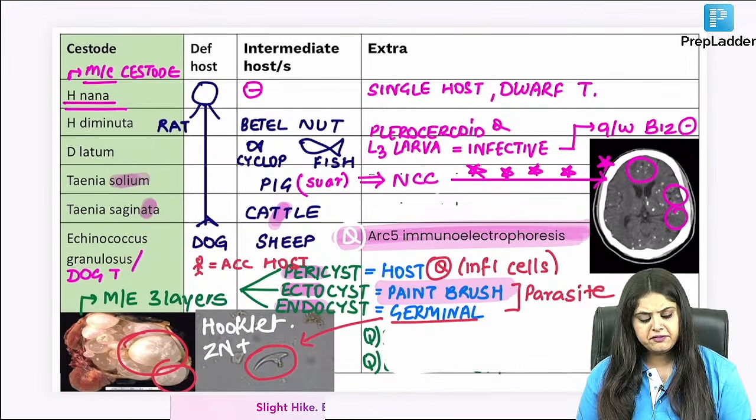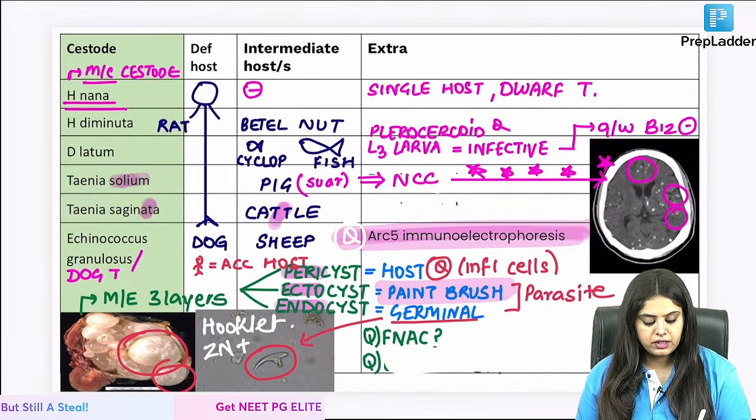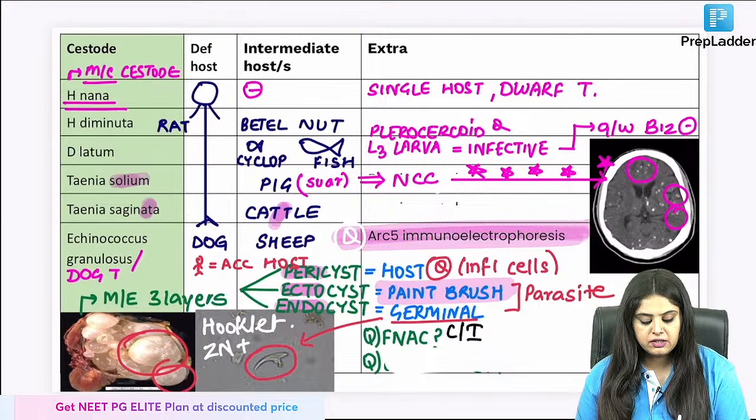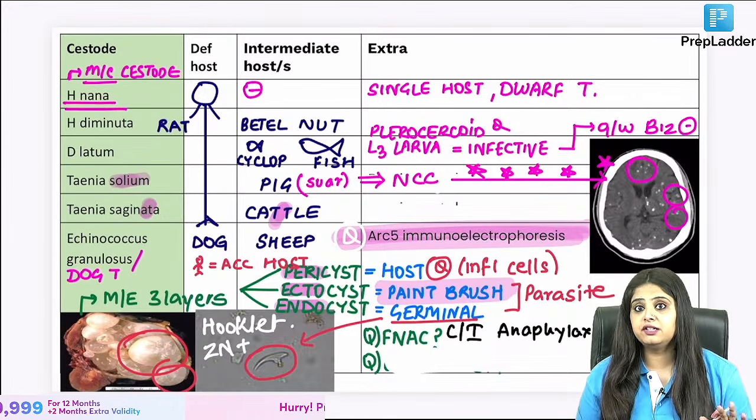Would you want to do an FNAC? Would you put a needle inside it? Do we do FNAC? Not at all, ma'am. FNAC is contraindicated. The reason is that if you puncture this, the patient will have anaphylaxis and will end up dying. So FNAC is not done.